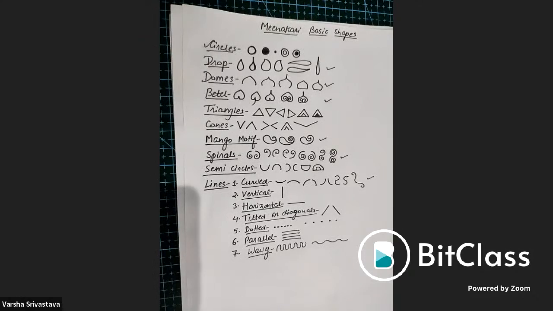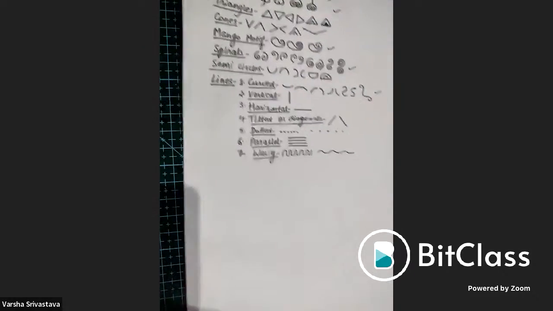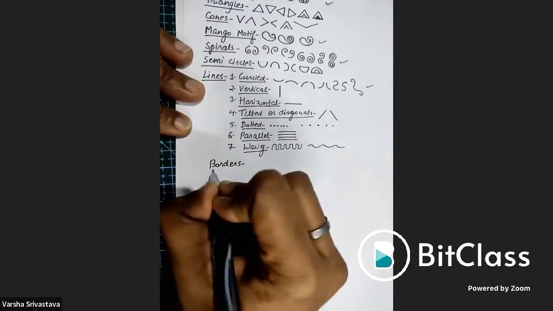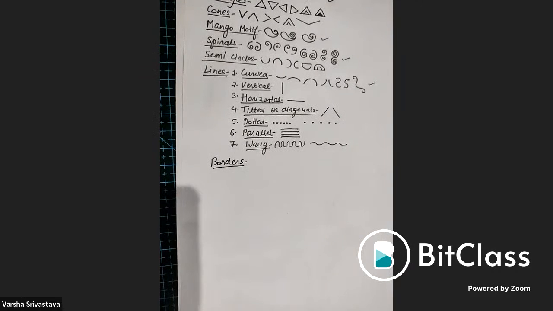Now we will be continuing with the basic borders. So I'm going to teach you three kinds of borders. So first one will be the thin border, second will be the medium size border, third will be the broad border. Thin border where lines are actually very close to each other. Medium size border where lines are not that close, not that far, and broad borders in which lines are far from each other.